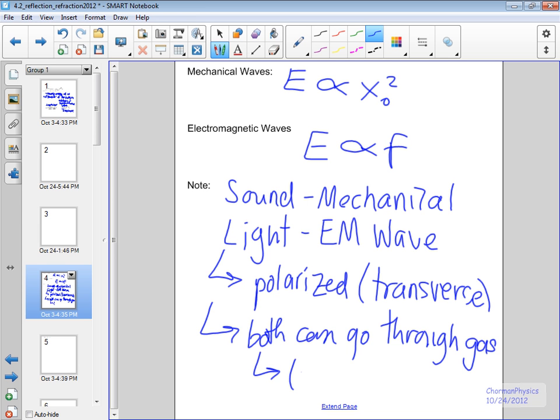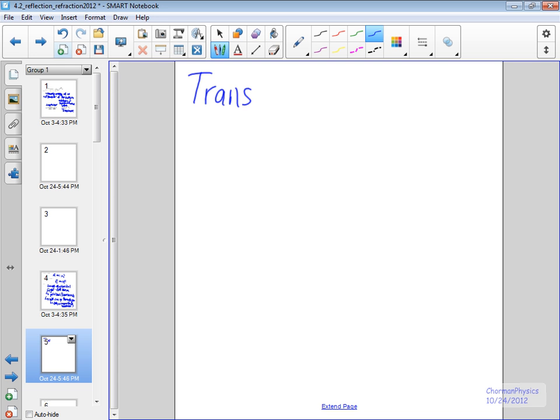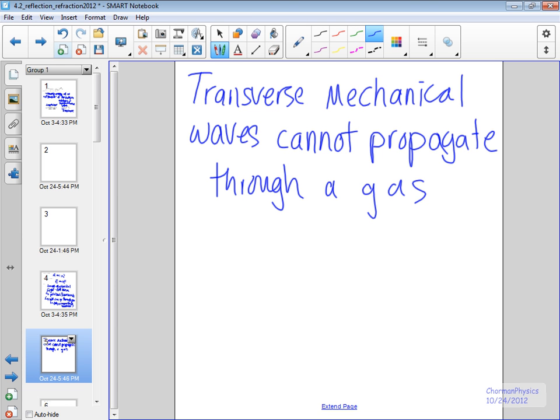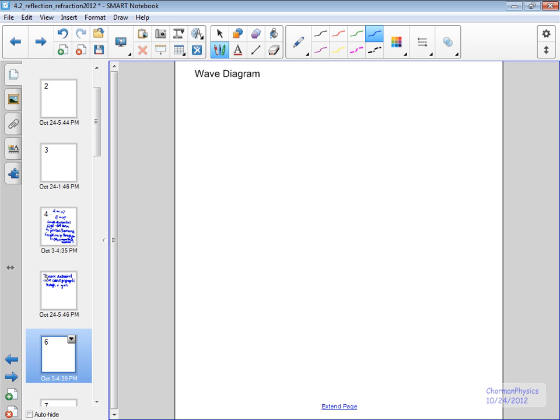And only a compressional wave that's mechanical can go through a gas. If you're looking at a mechanical wave that's transverse, it will not be able to go through a gas. So transverse mechanical waves cannot propagate. Propagate means move forward. Through a gas, wavelengths. So just some quick points to be made there.